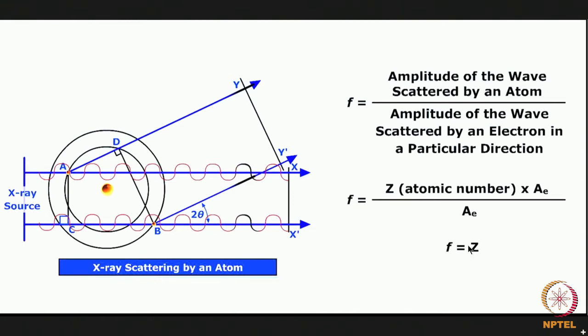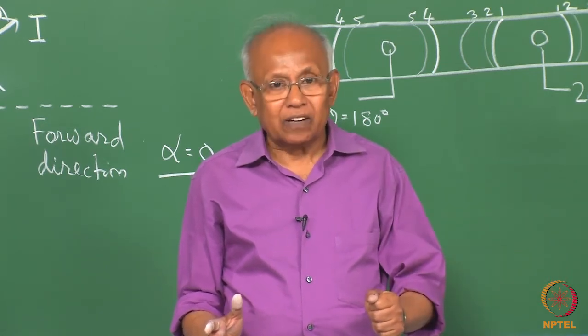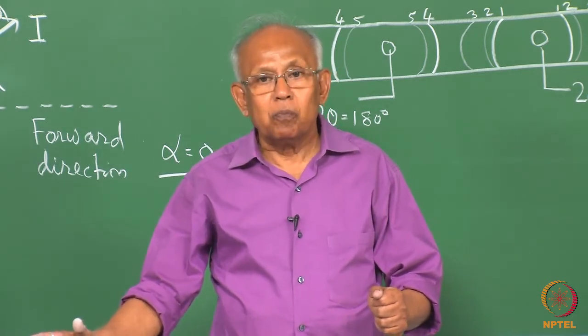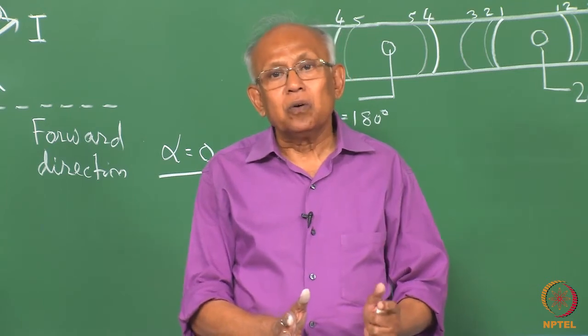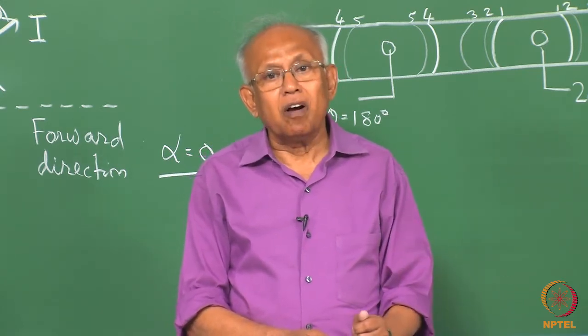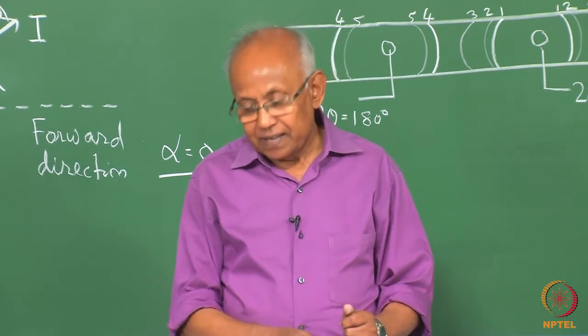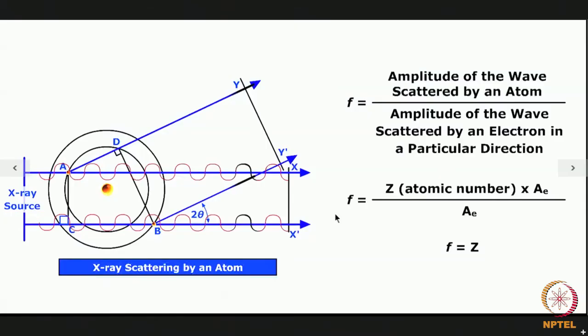So, if we consider a uranium atom with 92 extra nuclear electrons, then when an X-ray beam falls on those electrons and we consider scattering in the forward direction only, the small f, or atomic scattering factor, is equal to 92. If, on the other hand, we have a hydrogen atom, then what will happen? Hydrogen has one extra nuclear electron. If a beam of X-rays falls on an atom of hydrogen, it will scatter radiation in the forward direction. So, for that hydrogen atom, f is simply going to be 1. Please remember that when the atomic scattering factor is equal to the atomic number, we are talking about scattering in the forward direction only.